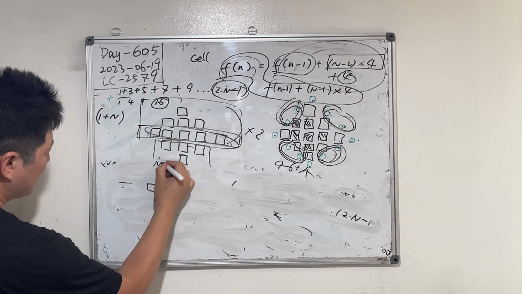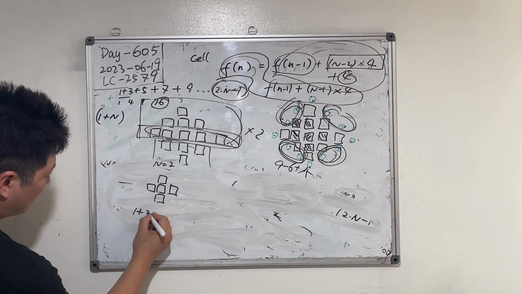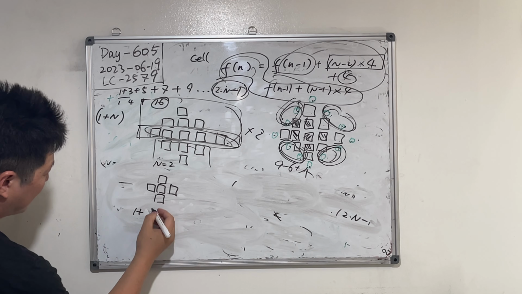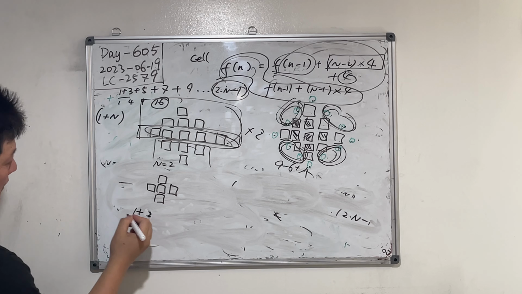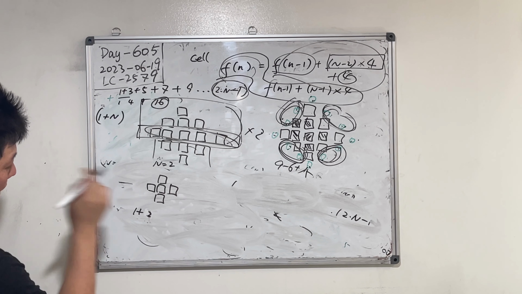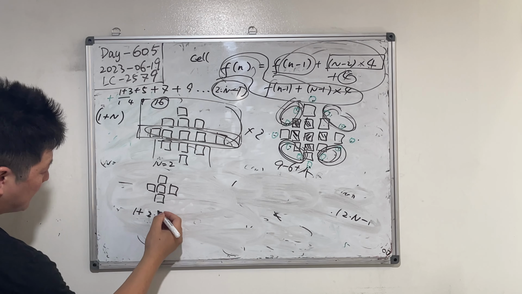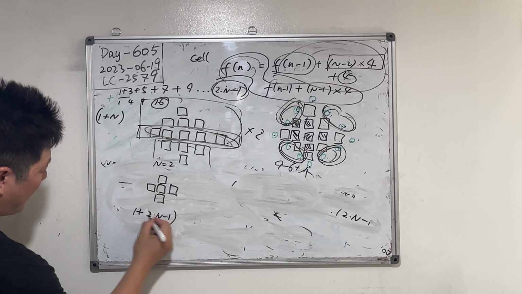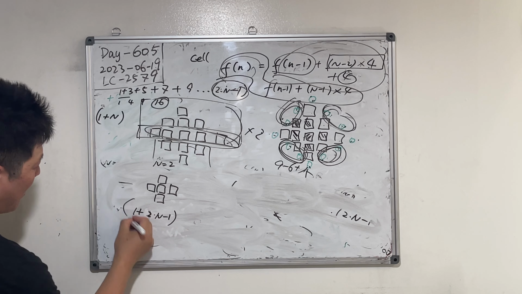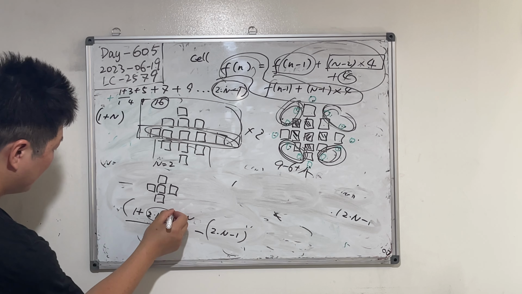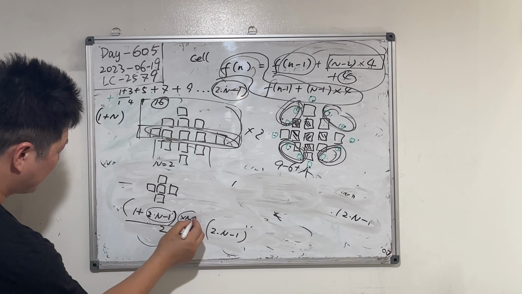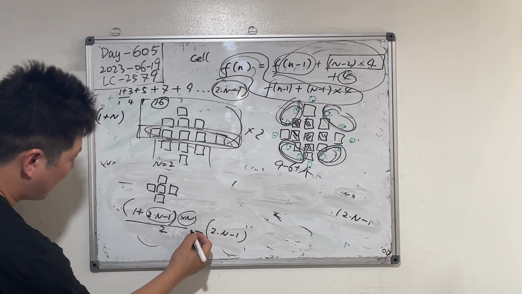So this is when n equals 2. It's 1 plus the last item. The last item is 2 times n minus 1. Okay, let's try. 1 plus the last item, 2 times n minus 1, times how many items, n, divided by 2. But we need to times 2 here.